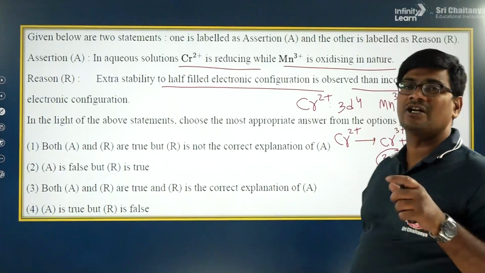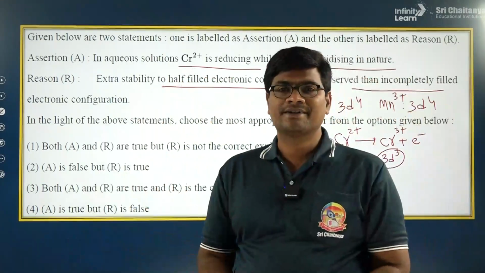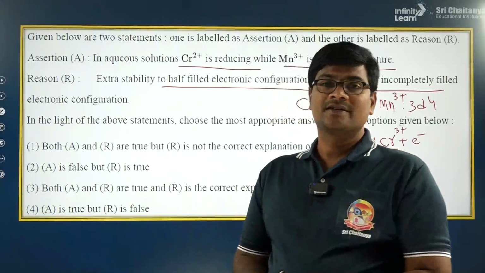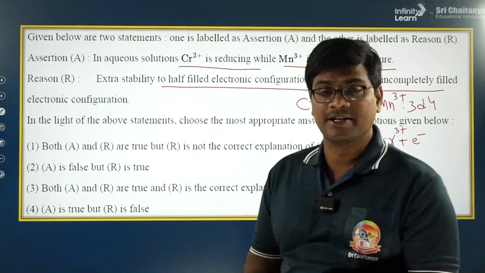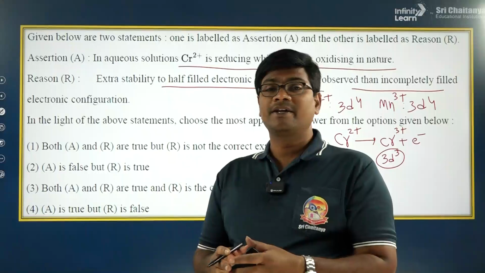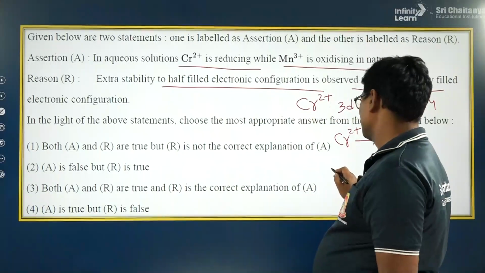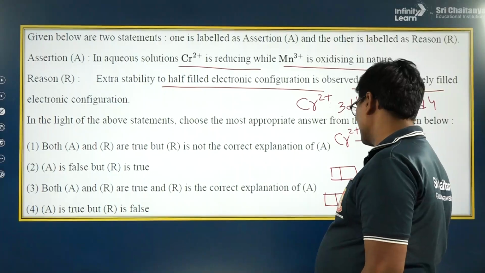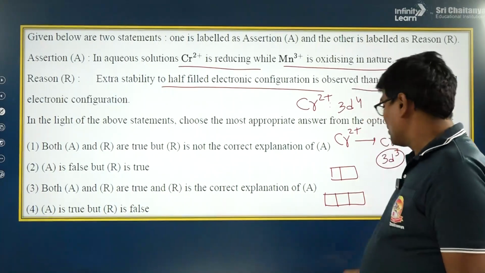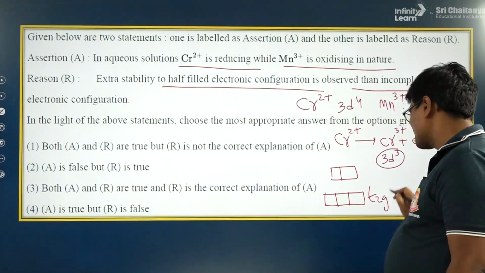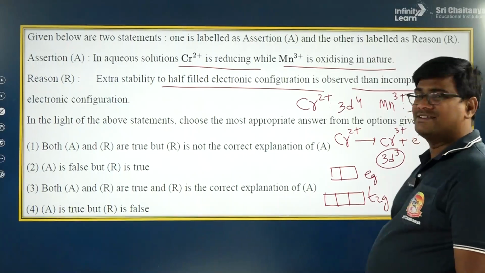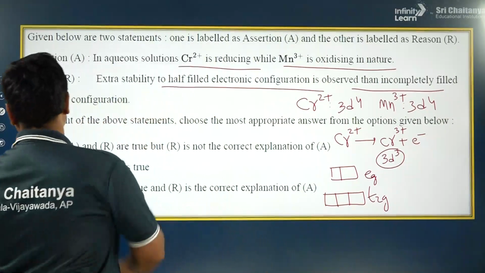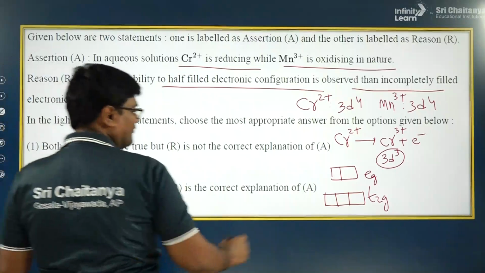In aqueous solution, water surrounds the ion in octahedral geometry. Then splitting of d orbitals takes place. This is called crystal field splitting. We know that the crystal field splitting in octahedral geometry is like this: 2 orbitals raise their energy and 3 orbitals decrease their energy. The lower set is called the T2g set and the upper set is called the Eg set. In T2g, if 3 electrons are there, what is this configuration? Half-filled configuration.